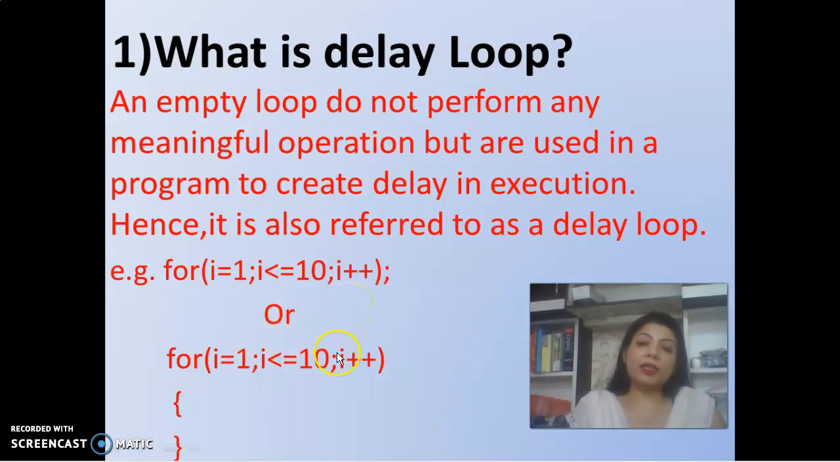And there is another example. i = 1, i < 10, i++. There is no semicolon, but inside the brackets nothing is written. That means no execution statement. The loop will continue from 1 to 10, 10 times it will rotate but nothing to execute. It just takes some time and pauses the execution of the program for some time. So this is the purpose of a delay loop.